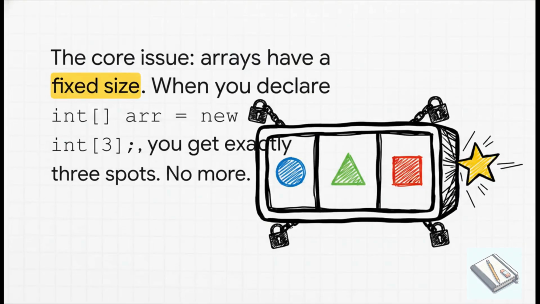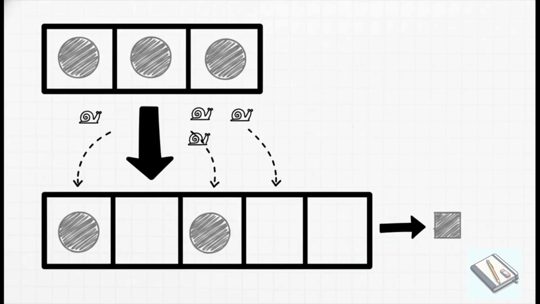So the core issue is this. When you create an array, you have to lock in its size from the very beginning. If you declare new int[3], you get exactly 3 spots. That's it. No more, no less. It's totally rigid. And what if you need a 4th spot? Well, you can't just add one. Nope. You have to build a brand new, bigger array, then manually copy every single element from the old one over to the new one, and then you can finally add your new item. It works, I guess, but it's so clumsy and slow. It's just not a great way to do things.